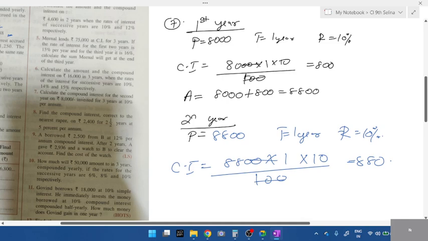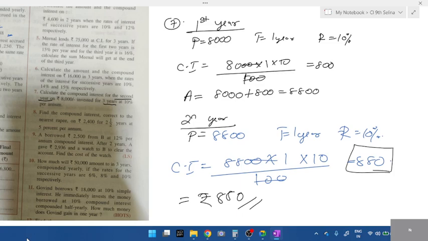Calculate the compound interest for the second year. Invested for 3 years. Do we need third year calculation? No. Just to confuse, they have given the third year. Did we find the second year compound interest? 880. Write it. Right? Compound interest for the second year is equal to rupees 880 is the answer. So amount is not asked, only compound interest is asked. Find the compound interest correct to nearest. Okay. Shall we try the next one? Eighth question. We'll do the eighth one.